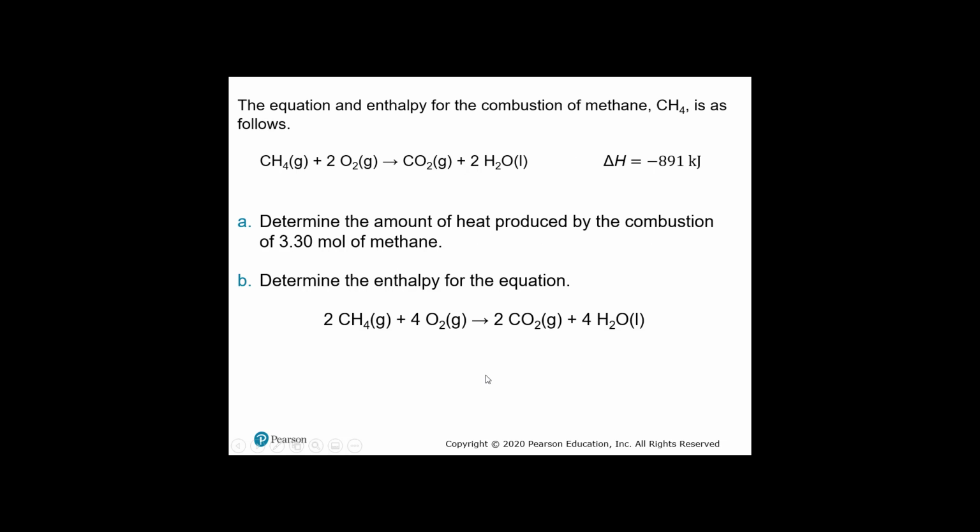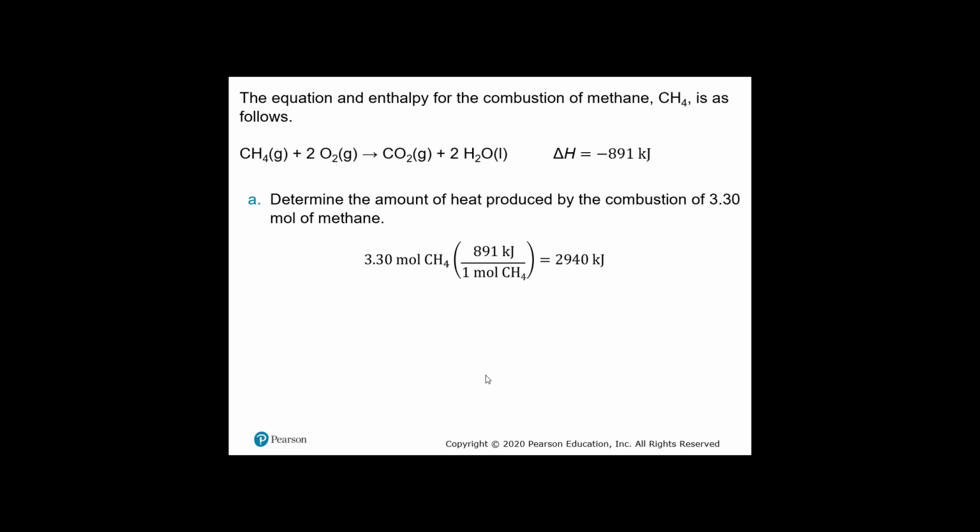All right, so let's look at the equation and enthalpy for the combustion of methane as follows. Here's an equation. We have the change in enthalpy value. Determine the amount of heat produced by the combustion of 3.30 moles of methane. We're not even looking at B yet, just A. Remember, this is a conversion factor. Anything that you see here is equivalent to this. So what is it asking? It's asking for methane. So 1 mole of methane is equivalent to negative 891 kilojoules. That's kilojoules per mole, because this is 1 mole.